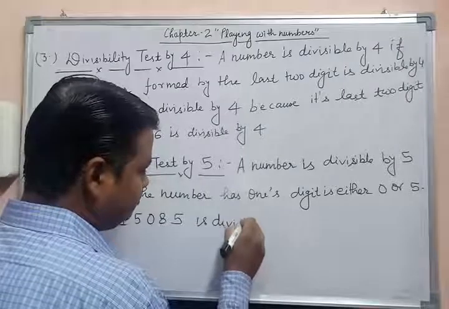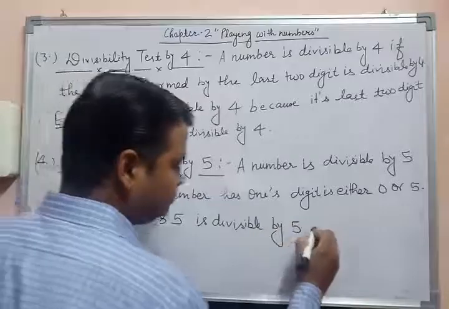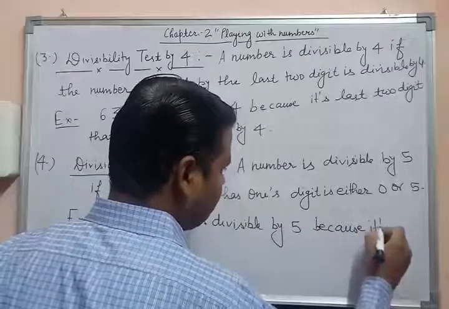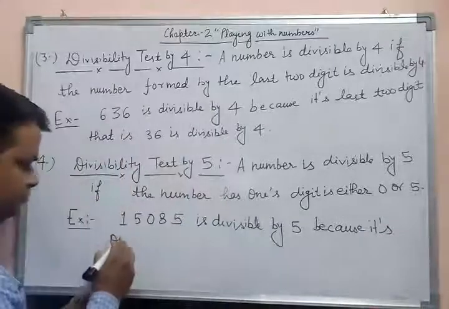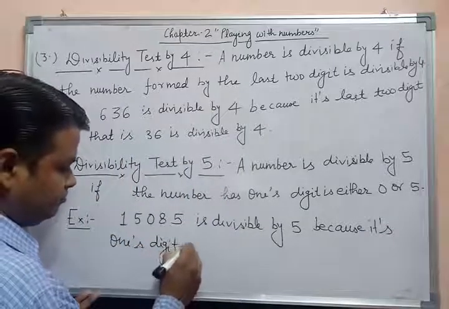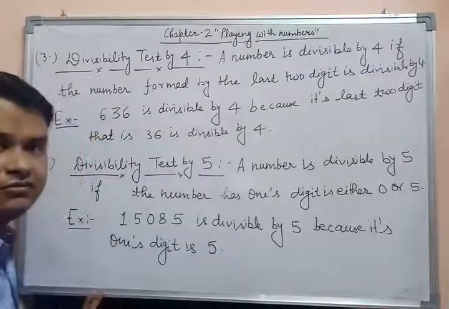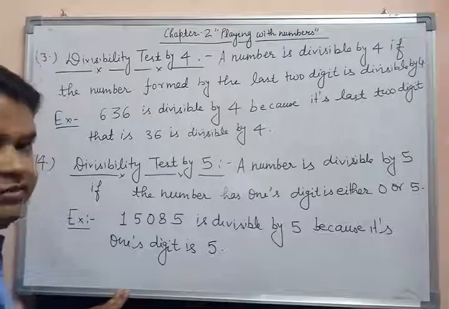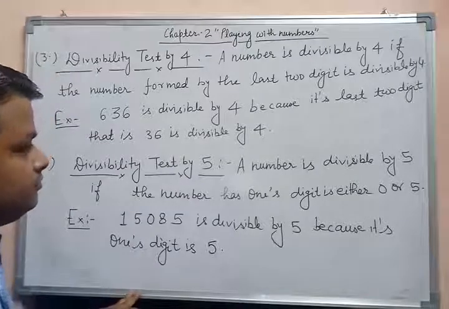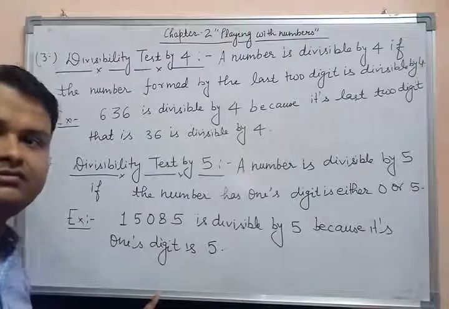Divisible by 5 because its ones digit is 5. So students, this is the rule for test of divisibility by 5. Pause the video to note it down in your copy or take a screenshot.